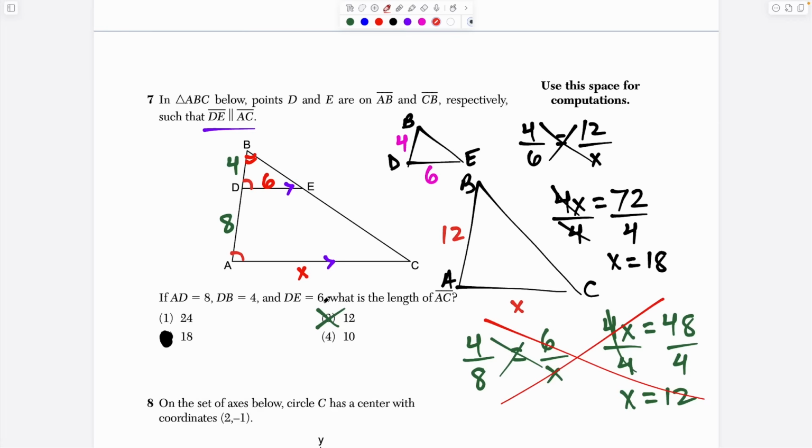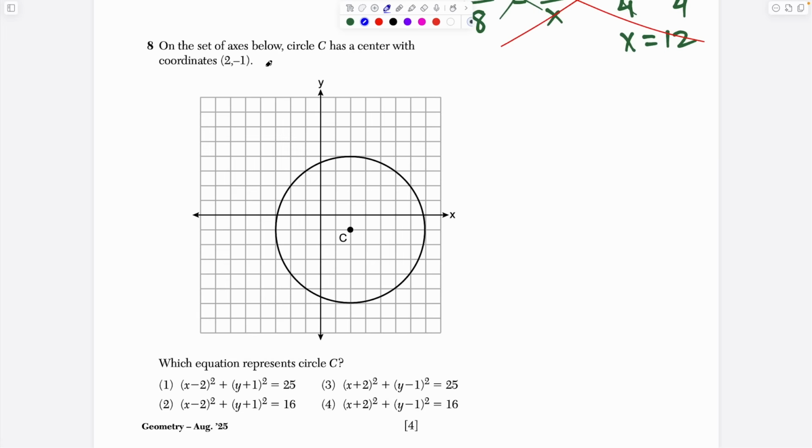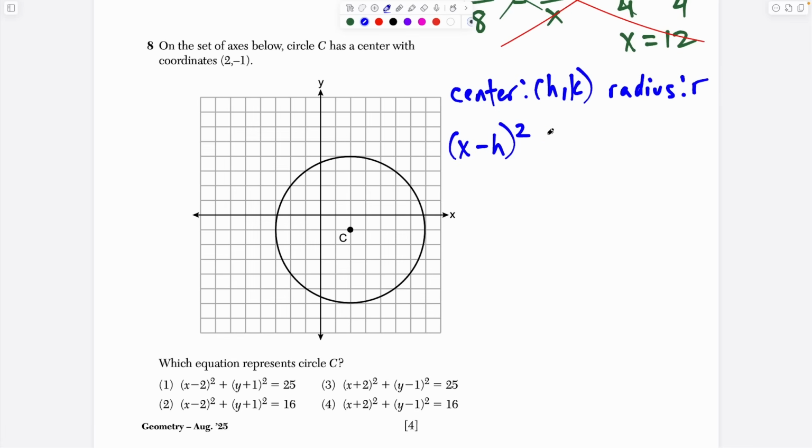Question 8, on the set of axes below, circle C has a center with coordinates 2, -1. And we want to know which equation represents circle C. So for this question, we should know this formula, that when you have a circle that has a center (h, k) and a radius of r, then you could find the equation of the circle by using the formula (x minus h) squared plus (y minus k) squared equals r squared.